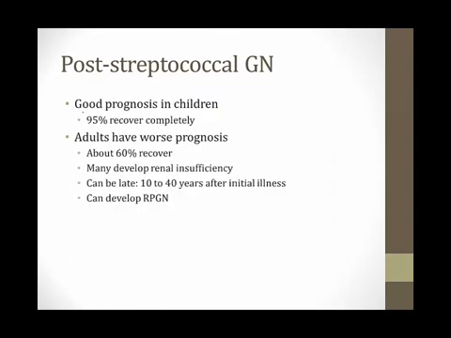Age is a very important prognostic factor for post-streptococcal GN. This disorder has a good prognosis in children. 95% completely recover. Adults have a worse prognosis. Only about 60% recover. Many develop renal insufficiency, and this can even occur late, 10 to 40 years after the initial illness. In addition, some adults go on to develop rapidly progressive glomerulonephritis, which we'll talk about in a few slides.